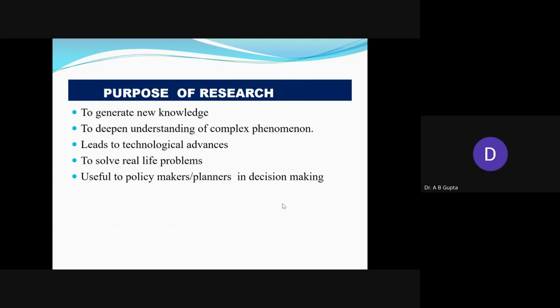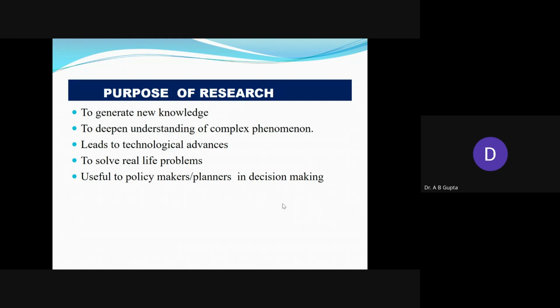To solve real life problems, again a very important, very significant reason why we are conducting research is that in our day-to-day life, at our workplace, or otherwise also in our social life, we might be having certain problems. In our professional life, there may be a problem at the workplace. Maybe it may be related to marketing. It may be related to certain operations. So, how to solve these real life problems? How to find out the solution to this problem? Research comes in handy to deal with this problem.